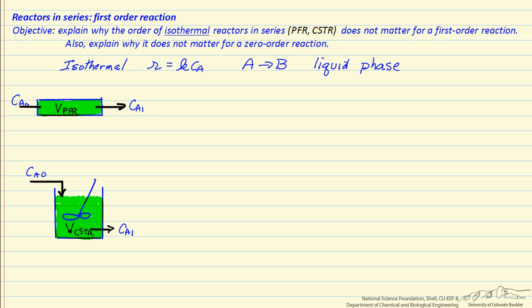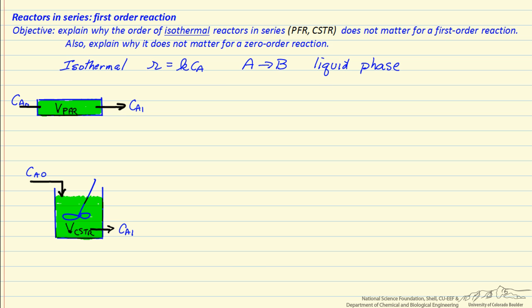I'm going to explain in this screencast why the order of reactors for reactors in series does not matter when we have a first order reaction. Namely, we have plug flow and a CSTR in series. We can switch the order and get the same conversion. Or if we have two CSTRs or also two plug flow reactors in series, the order doesn't matter.